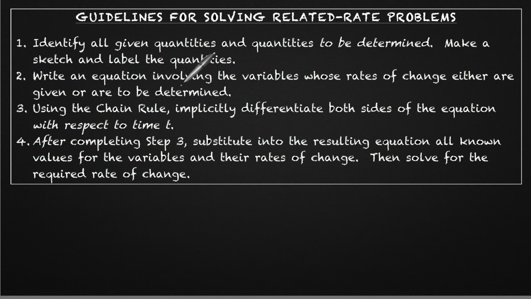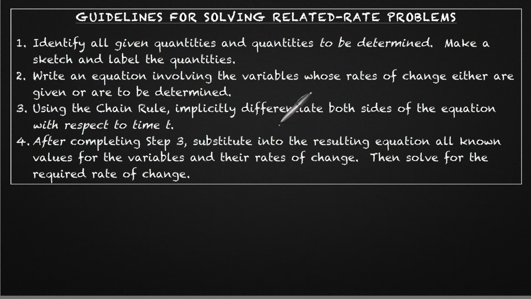Number 2, write an equation involving the variables whose rates of change either are given or are to be determined. Now, different from optimization, you do not need to write these in terms of one variable, because step 3, you're going to use the chain rule to implicitly differentiate both sides of the equation with respect to time. So this is the key.